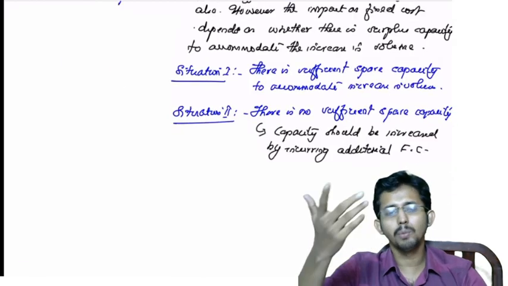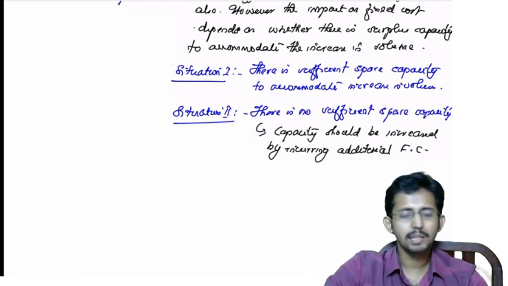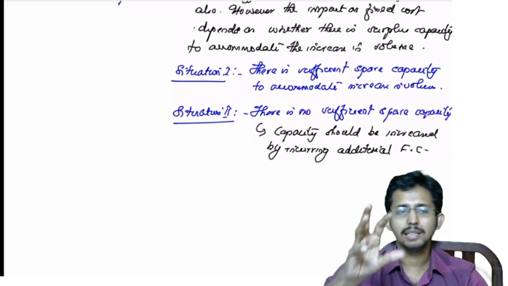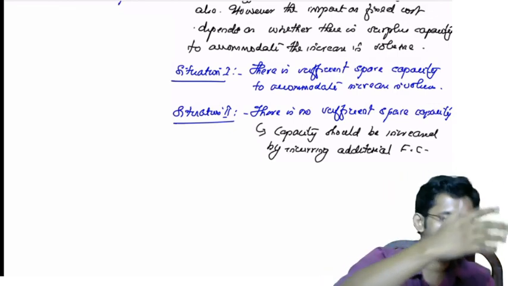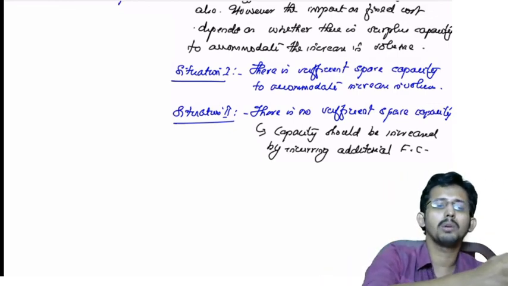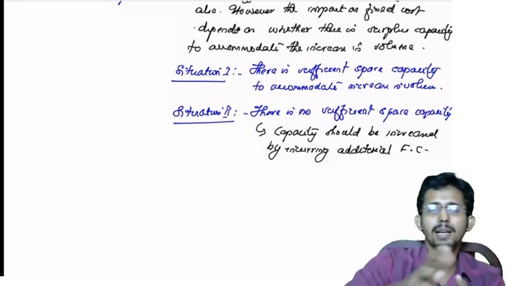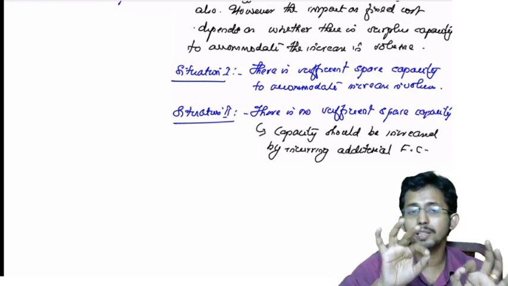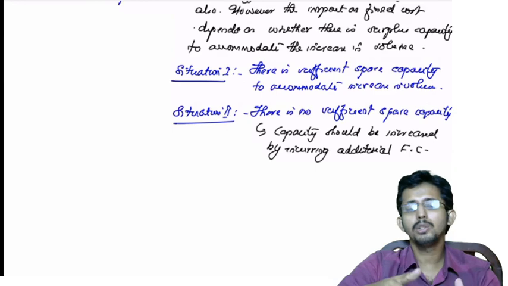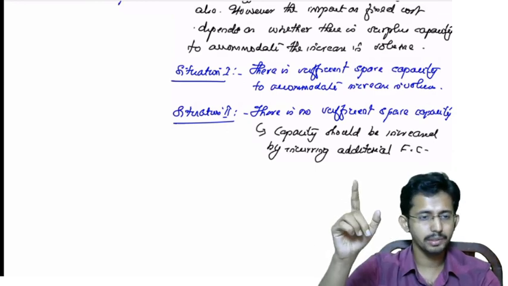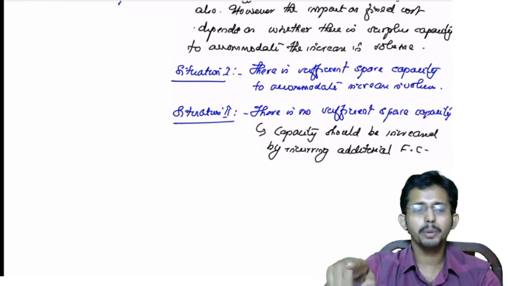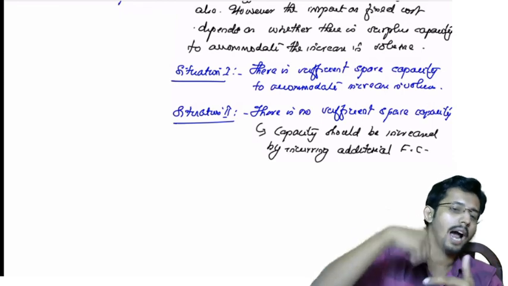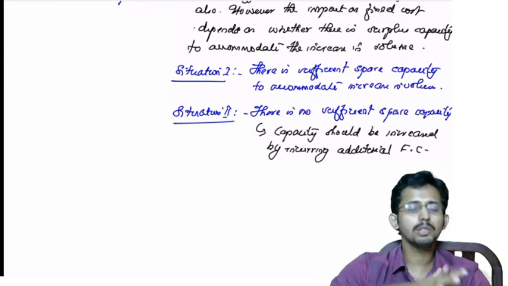So any change in the volume will affect the fixed cost, but that effect depends upon two scenarios. Situation 1, there is sufficient spare capacity to accommodate the increase in volume. If the increase in volume is 20,000, whether that 20,000 could be accommodated in the existing capacity itself. If it can, there is no additional fixed cost to be incurred. Situation 2, there is no spare capacity to accommodate an increase. If you want to produce more, your capacity should be increased, and for that you are going to incur additional fixed cost. These are the two situations.